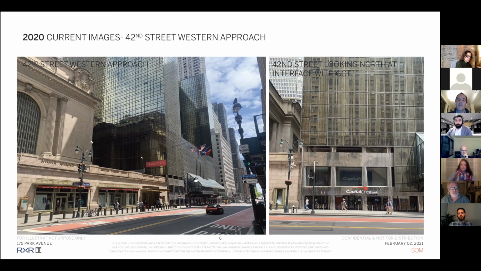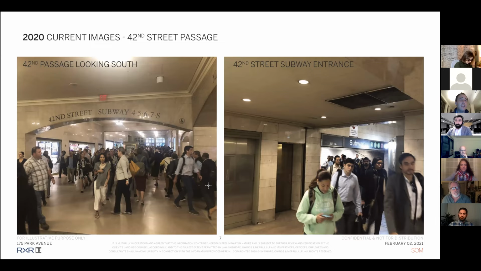The problems aren't just on the exterior, they're also on the interior. The current building contributes to congestion going into the subway system. The image on the right is that really terrible entrance off the 42nd Street passage that's going down into the Grand Hyatt site where all that congestion happens. And then even below that, there are structural girders from the building that block sight lines and circulation.